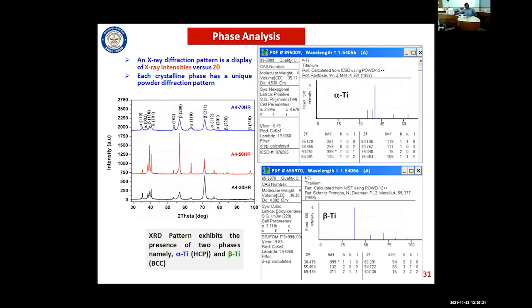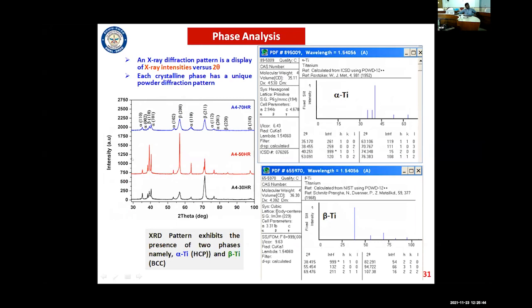Now I will explain how I do the phase analysis. Suppose I have already identified that this is alpha titanium and beta titanium, but if I don't know, then I have to identify this XRD pattern. What I have to do is tabulate all the peak positions, the 2 theta values, in a tabular form along with the intensities.